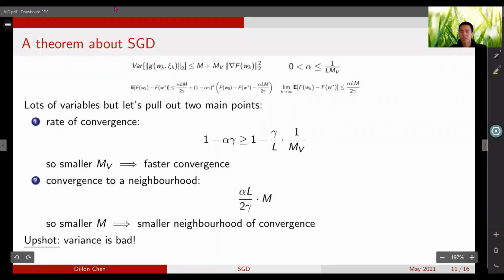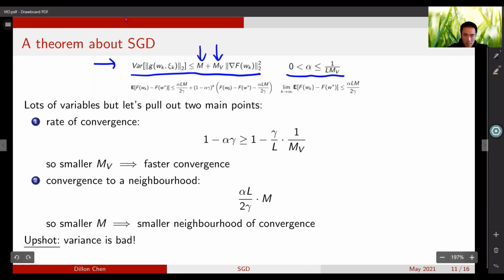There are lots of variables involved, but we can pull out two main messages. I've put at the top of the screen our assumptions, the assumption on variance and some constant terms that talk about our variance, and about our step size. Then we have our statements down here, the expectation that is bounded by some value here, and also the limit of the expectation. First, let's look at this identity on the left here.